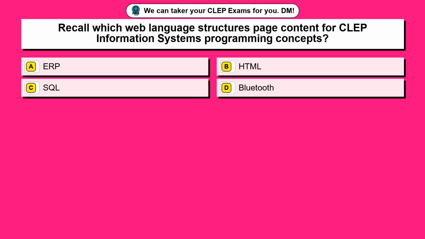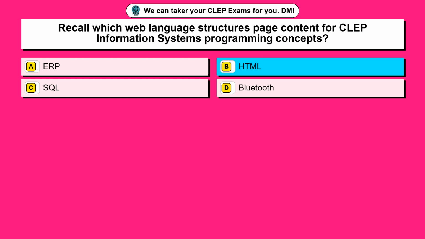Question 34. Recall which web language structures page content for CLEP Information Systems programming concepts. Option A. ERP. Option B. HTML. Option C. SQL. Option D. Bluetooth. The correct answer is option B.